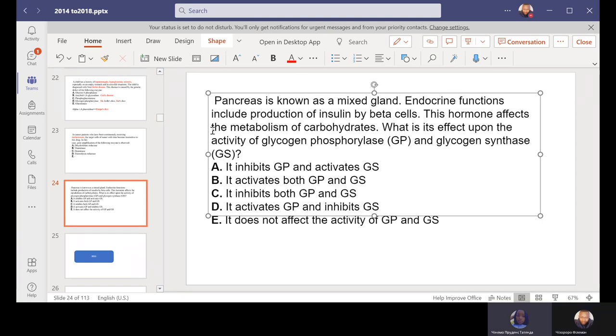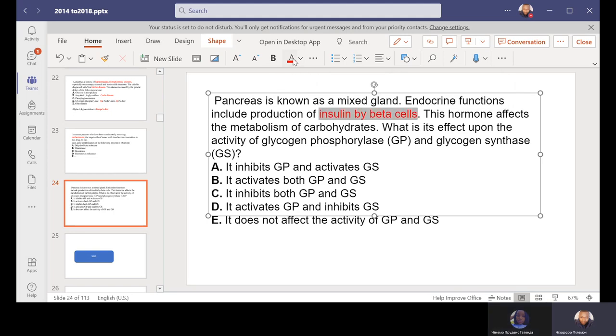Okay, pancreas is known as a mixed gland. Endocrine function includes production of insulin by beta cells. This hormone affects the metabolism of carbohydrates. What is its effect upon the activity of glycogen phosphorylase, GP, and glycogen synthetase, GS? Okay, so I want you to understand this one.